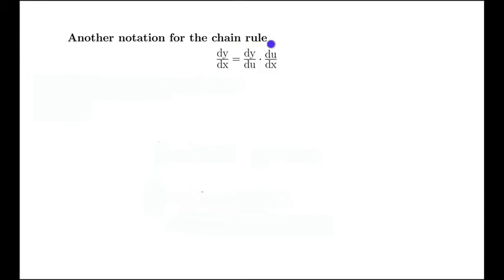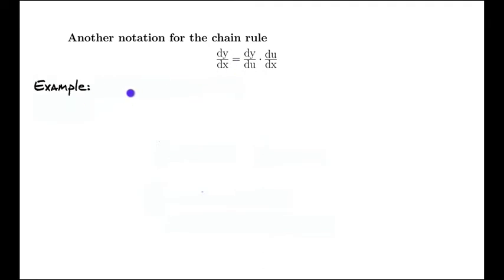Here's another form for the chain rule. It says if we want to find dy/dx and we have an intermediate variable u, we can write dy/dx equals dy/du times du/dx. It's a very nice, intuitive, easy to remember expression. Let's see how it's used in an example.